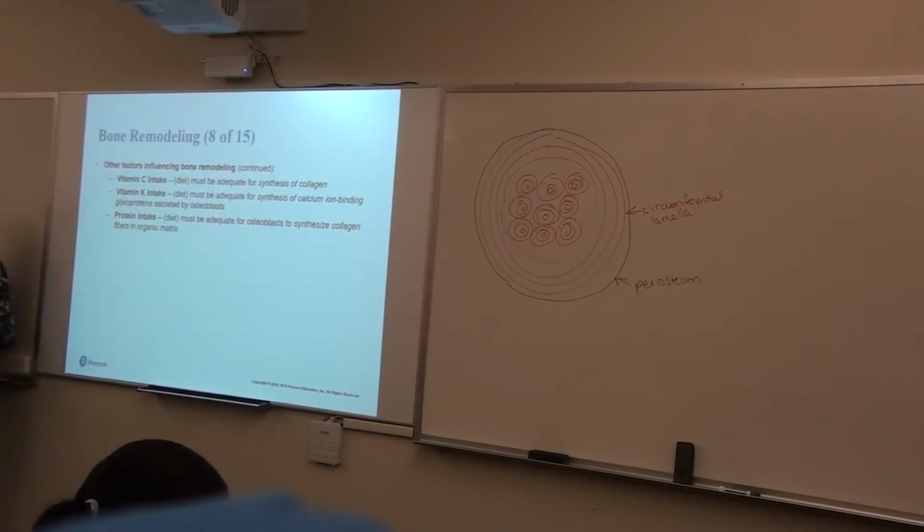You also need vitamin K. You need vitamin K to help with calcium. Vitamin K and calcium go together well to help these osteoblasts build these calcium salts. And of course, you have to have protein, right? Proteins have amino acids in them. That's going to help you build the collagen also.